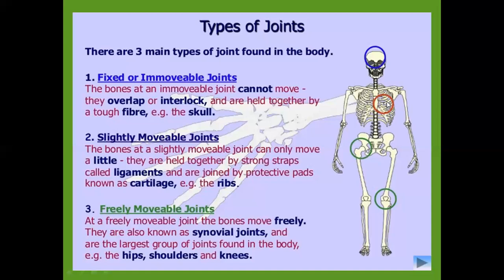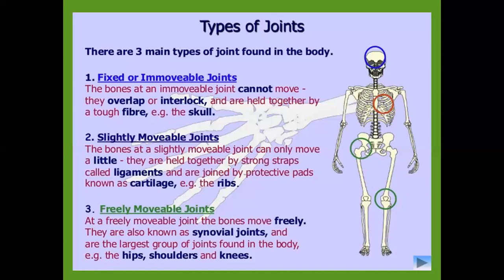These are ribs and these ribs can move slightly. So these are called slightly movable joints. Is it clear? These bones are held together by a strong strap, and that strap is called ligament. That's why these can slightly move.